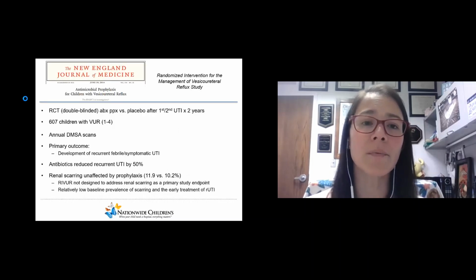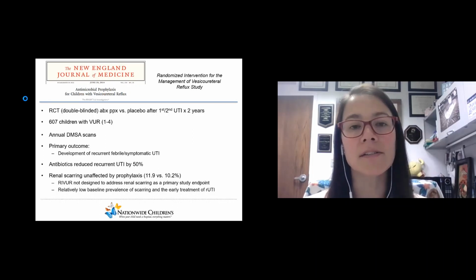And then the last study I want to talk about is the RIVER trial, which hopefully at this point most have at least heard of. So the RIVER trial was done in the United States. RIVER stands for Randomized Intervention for the Management of Vesicoureteral Reflux Study. This was a randomized controlled trial, double-blinded, looking at antibiotics versus placebo control in children after the first or second urinary tract infection, and they followed them for 2 years.